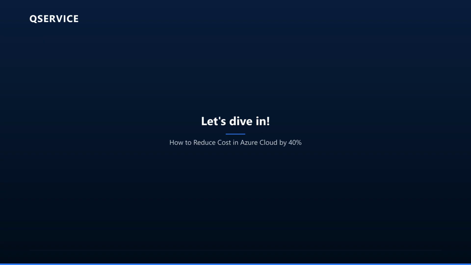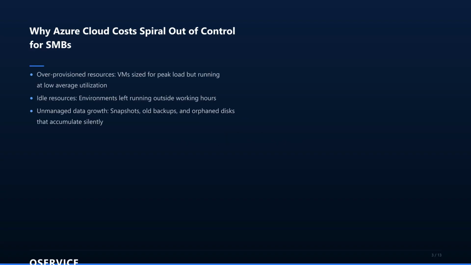So, let's get started. Why Azure Cloud costs spiral out of control for SMBs? Most SMBs start on Azure using pay-as-you-go pricing. That's reasonable in the early days. You don't know exactly what you'll need, so you pick resources conservatively and keep everything running. The problem is that most teams never revisit those defaults.